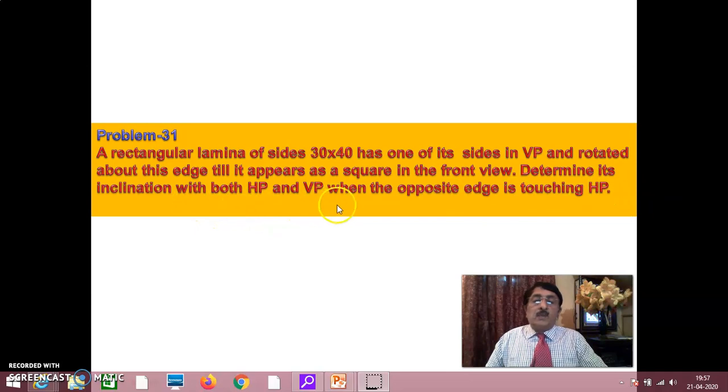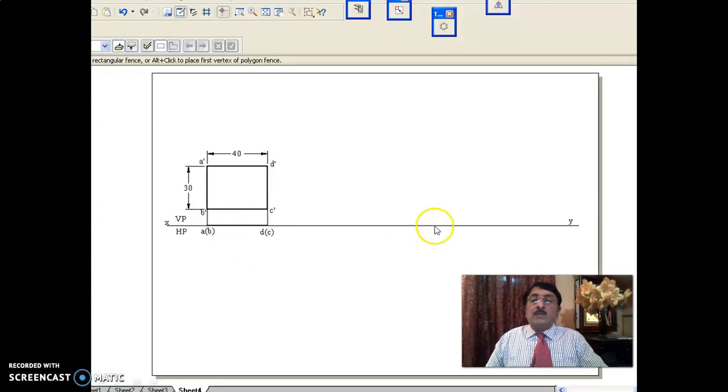Determine its inclination with both HP and VP. The opposite edge is touching HP and all that. Now, I've started from the front view because one of the edges is in VP. That is why I have started the 30/40 rectangle in this way. A dash, B dash, C dash, D dash. When you are looking from the top, A can be seen, B cannot be seen, A bracket B. D can be seen, C cannot be seen, D bracket C. Did you follow? XY line, VP, HP. In that way, front to top you draw.